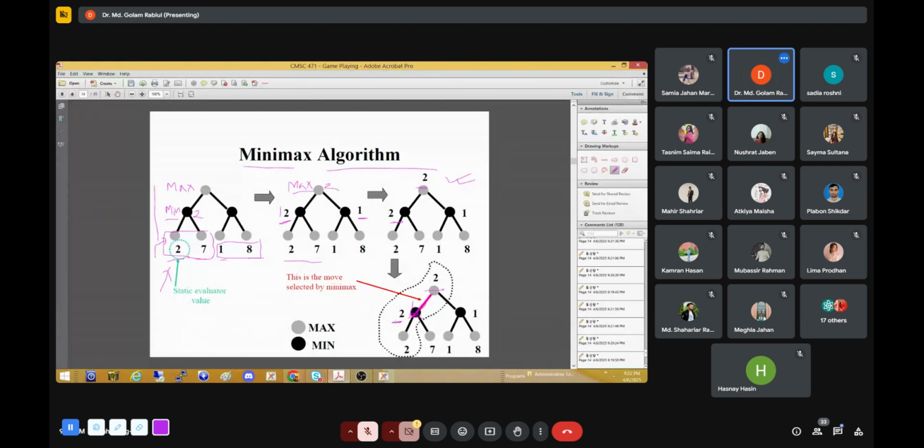Now from here, where to move? Then this 2 is also from here. So that is from here, it will move in this direction. Okay. So this is the path. This is the winning path for the agent, winning path for the agent. So this is how the Minimax algorithm actually tries to find out the winning path.